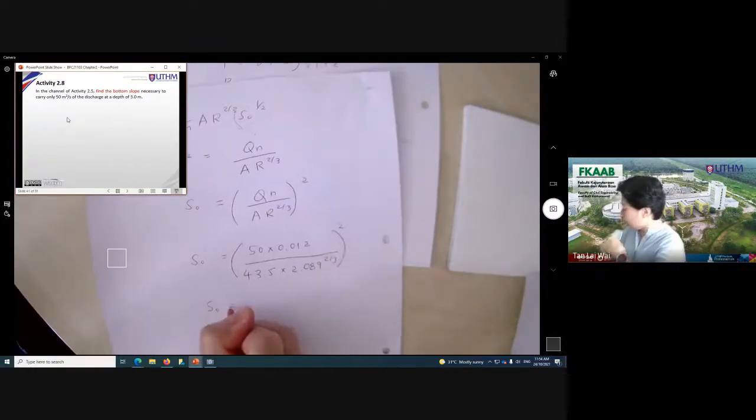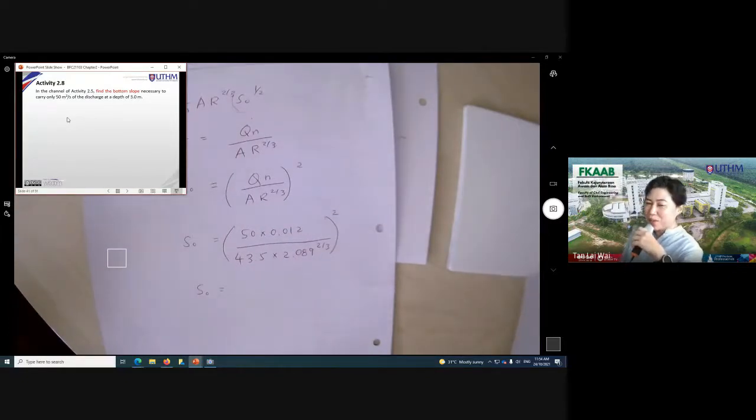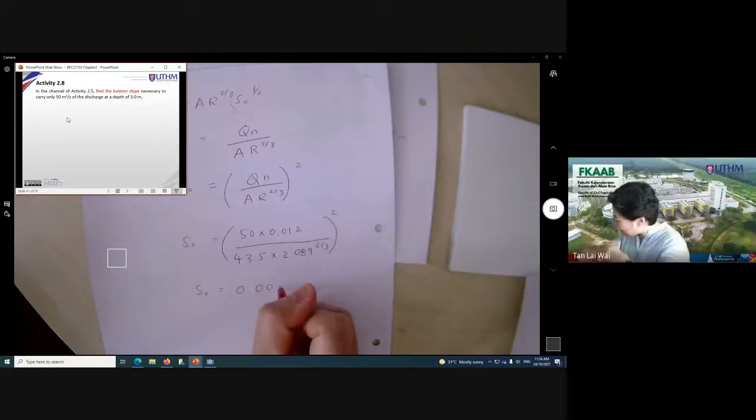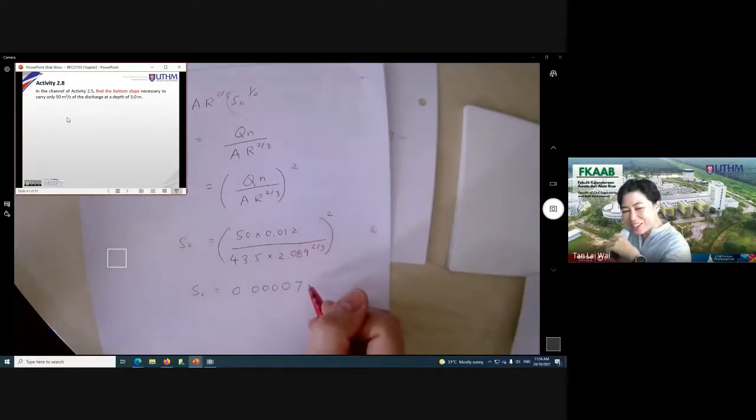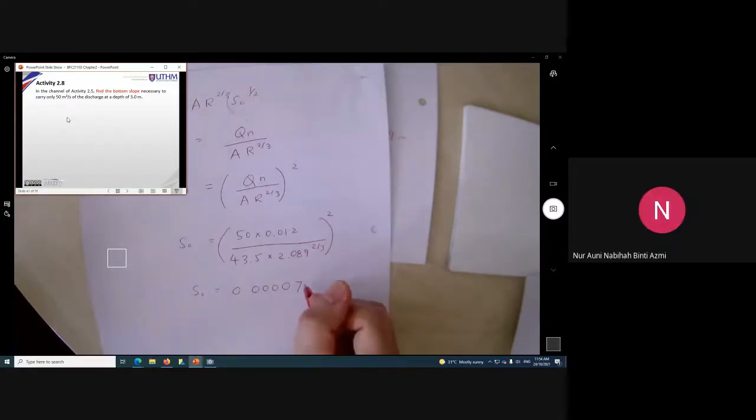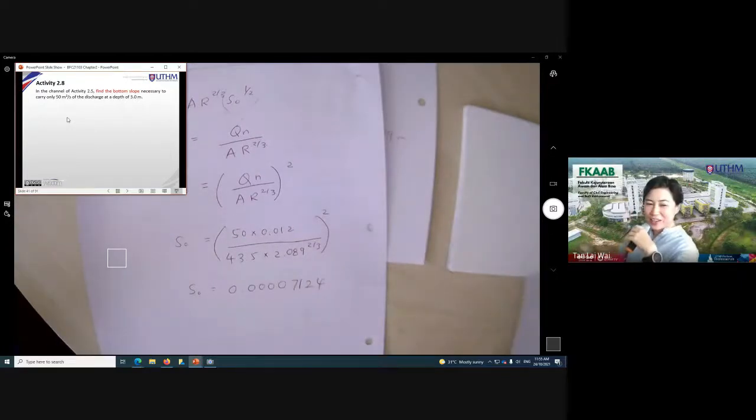squared. So S0 is, it must be a small number, because so far in all those activities we have learned, we know that S0 is a small number. 0.00007. How many zeros? 3 zeros. 4, 7. Do others have the same? Same, but I get 7.124 times 10 to the power of negative 5. Same. 7.124, right? Okay, great.